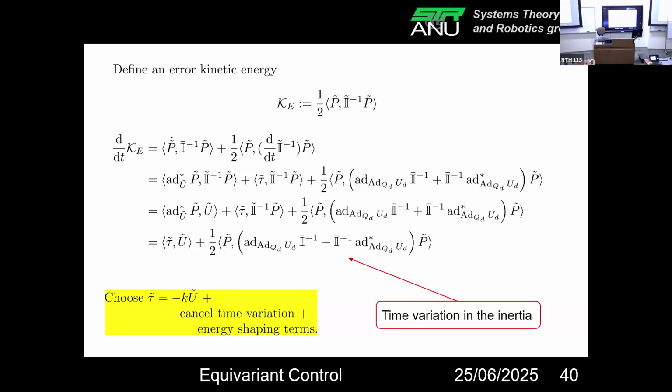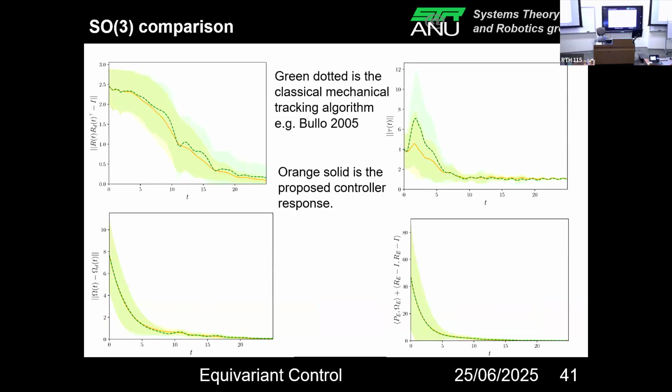Then you get your energy, right? This is just the energy, and then you get the time variation of the inertia, right? And the time variation of the inertia is an open problem, how to handle that. So we're still working on that. If you have enough actuation here, of course, you can just cancel it. And so we have done that.